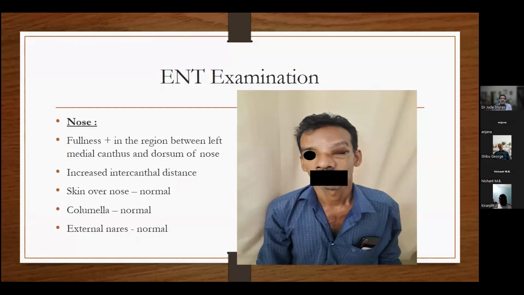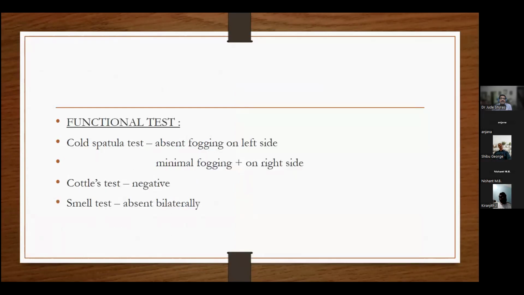Continue. So functional test. Cold spatula test, there was absent fogging on the left side and minimal fogging on the right side. Potter's test was negative. Since this is a teaching program, sir, just tell me what are the pitfalls? How do you do a cold spatula test?